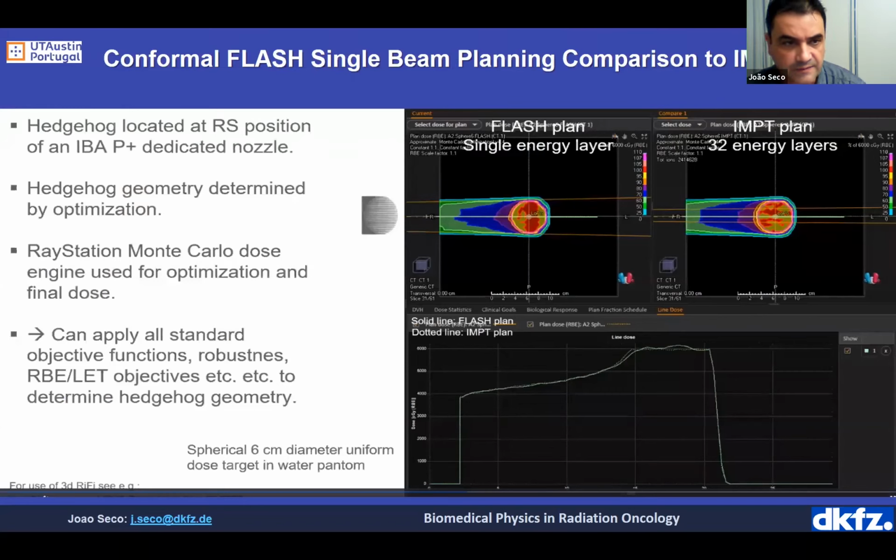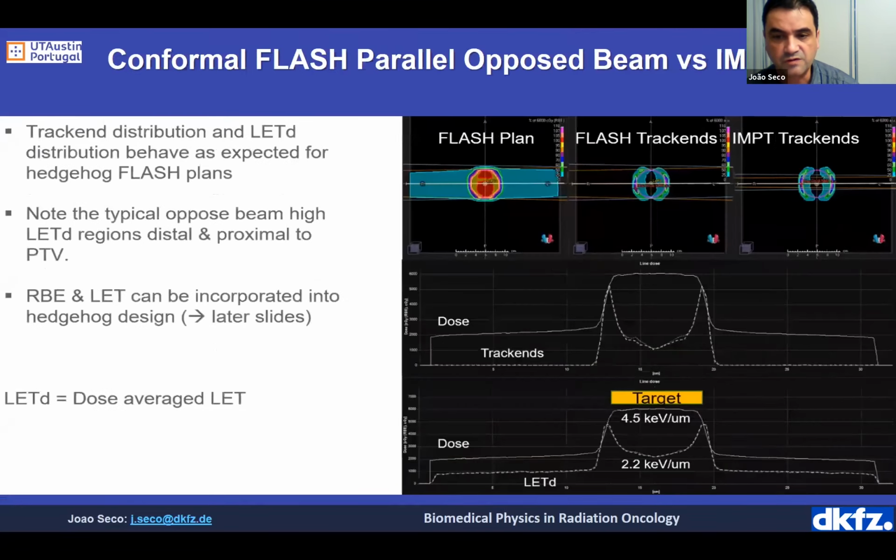Okay, so research proposed that you could use flash with this hedgehog and compared it to an IMPT plan. Here, the IMPT plan has 32 layers of energy, while in the flash you have just one single delivery of the SOBP. You deliver this homogeneous dose that immediately covers your tumor, and you would do it with 1 or 2 beams at 8 to 10 gray per beam. That's what they propose.